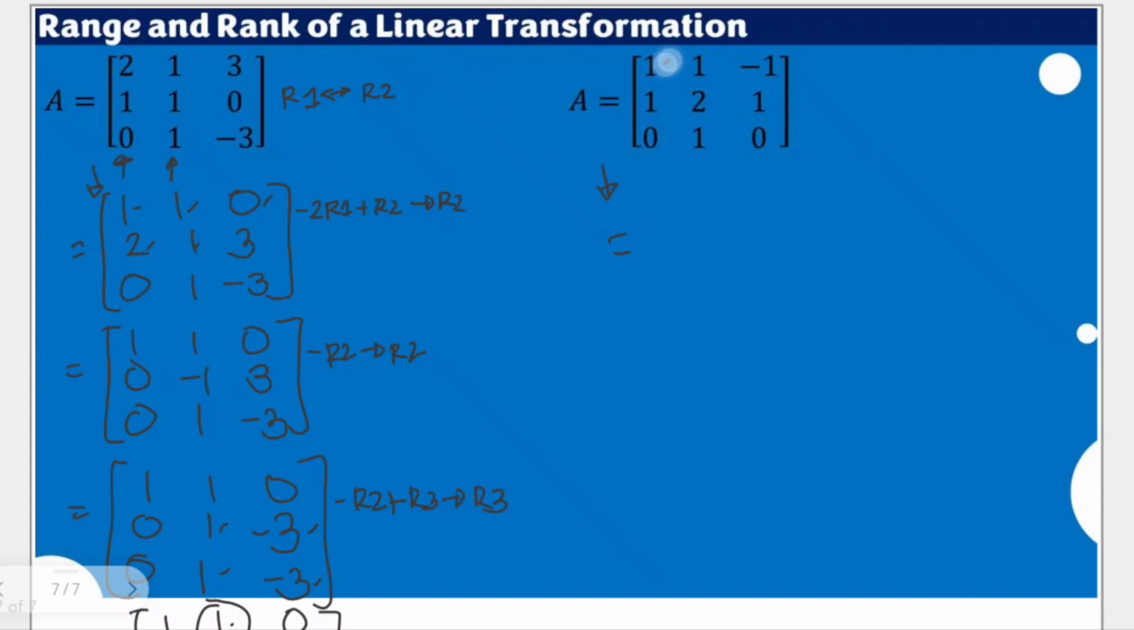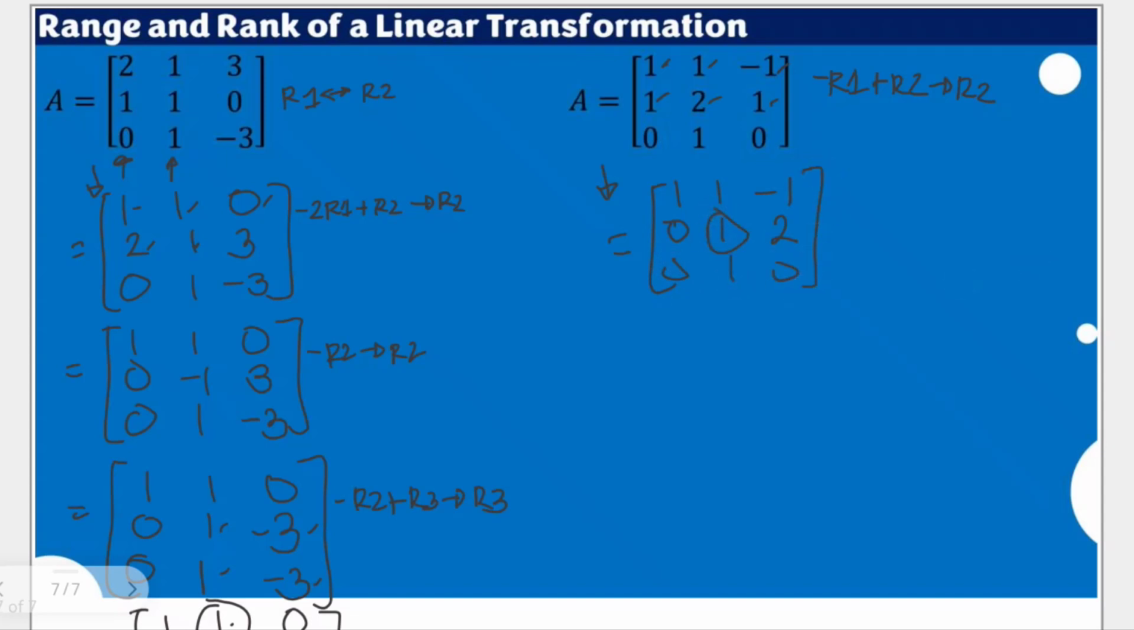So this is already a leading 1. Let's make this 0 by multiplying -1 to row 1 plus row 2 for a new row 2. No need to manipulate that because it's already 0. 1, 1, -1. So -1 times 1 is -1 plus 1, 0. -1 times 1 is -1 plus 2, that's 1. -1 times -1 is +1 plus 1, 2. You have 0, 1, 2.